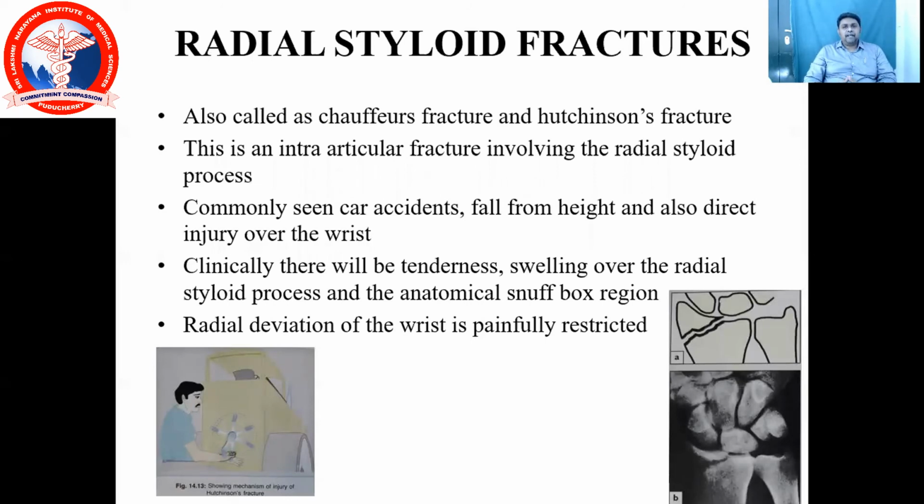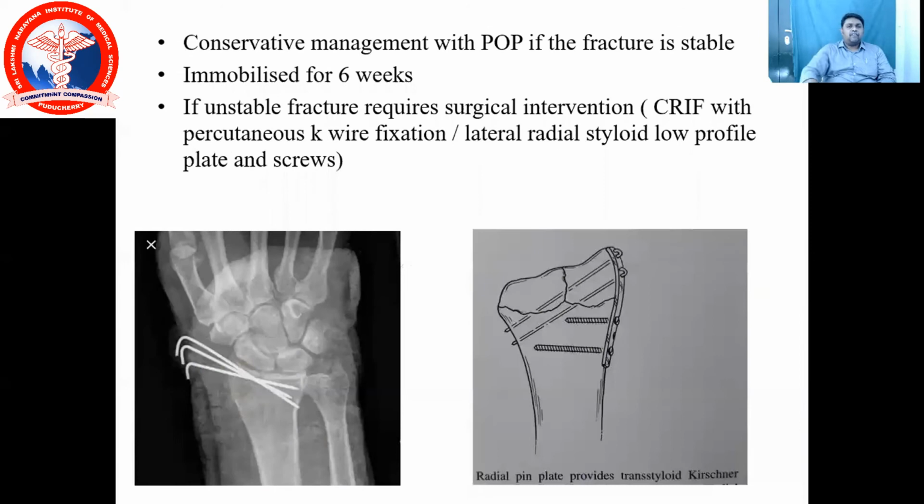Next, we are going to see the radial styloid fracture. This radial styloid fracture is also called the Schoffer's fracture or the Hutchinson's fracture. This is mainly an intra-articular fracture where it involves the radial styloid process alone. It's commonly seen in car accidents, high velocity trauma, fall from height, or a direct injury over the wrist. Clinically, there will be tenderness and swelling over the radial styloid process and anatomical snuff box region. Radial deviation of the wrist is very painfully restricted.